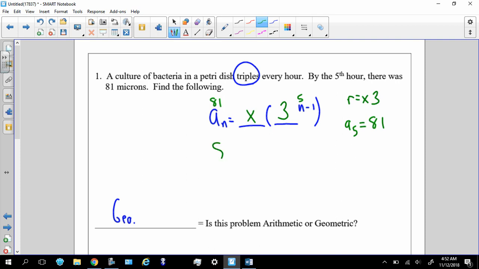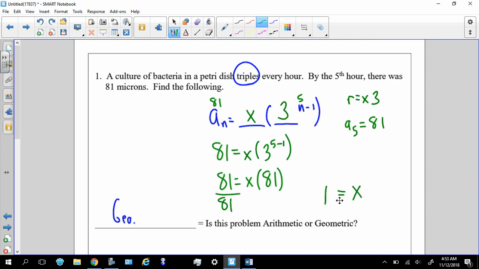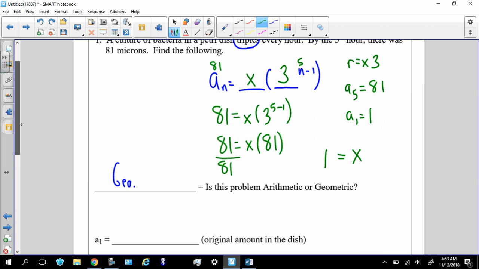All right. So 81 is equal to x parenthesis 3 to the 5 minus 1 power. 81 is equal to x parenthesis times 81. When I divide by 81, x over here is going to equal 1. Now remember that my x is a of 1. So a of 1 equals 1. So now that I have all my information, now let's just answer some questions. So, what is the original amount in the dish? That's A1. Well, we just found it. That was 1.